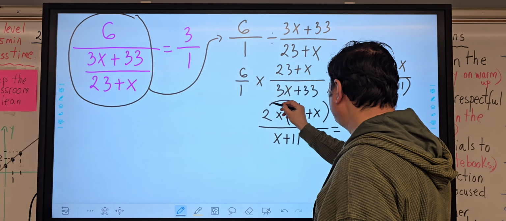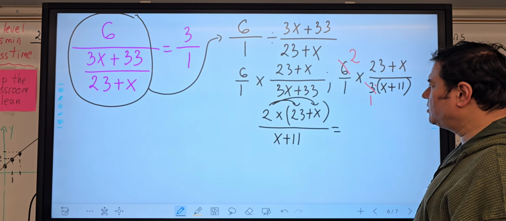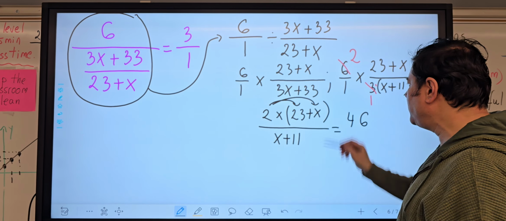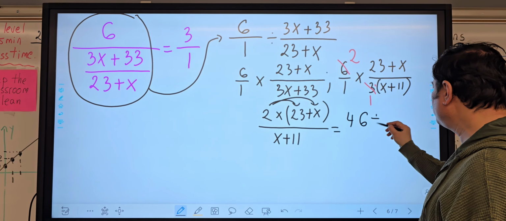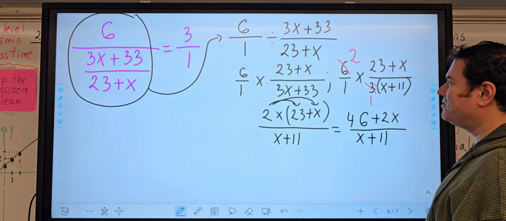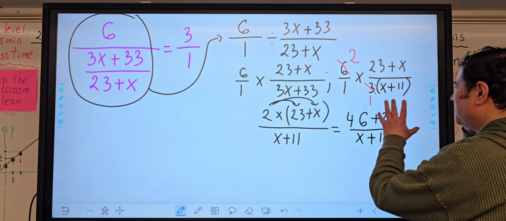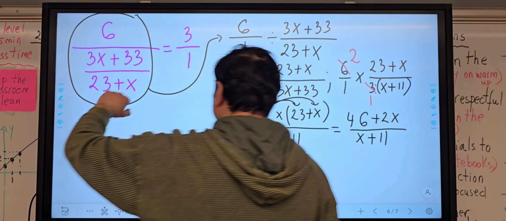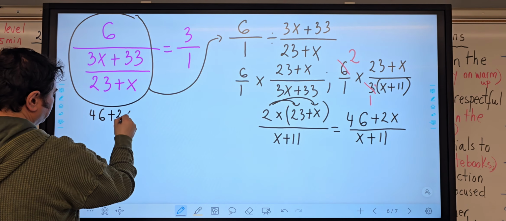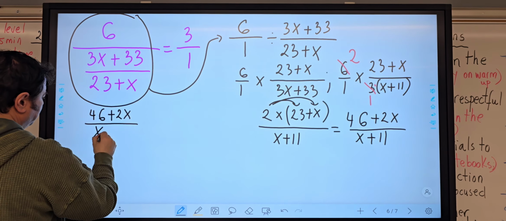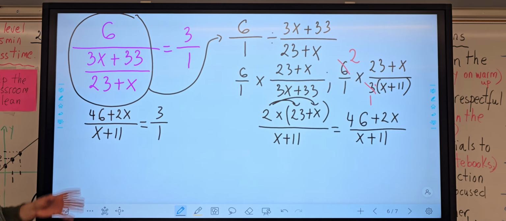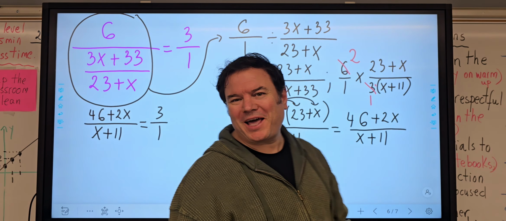If we use the distributive property, 2 times 23: 2 times 3 is 6, 2 times 2 is 4, so 46, and 2 times x is 2x. So we have 46 plus 2x over x plus 11. Now we are going to replace this bubble with this fraction. So we have 46 plus 2x over x plus 11 equals 3 over 1. You see how much work, but now we are getting closer to our answer.